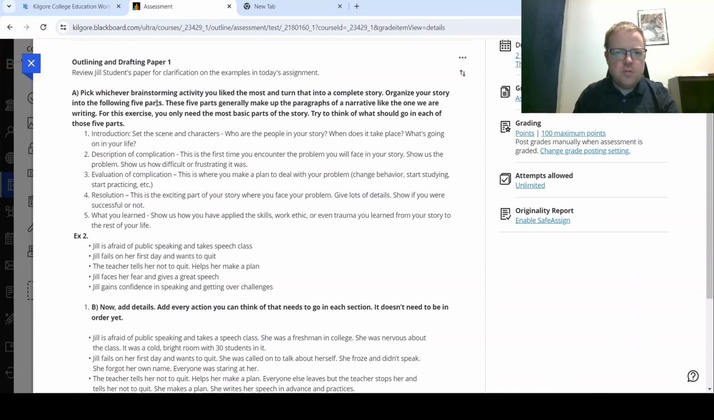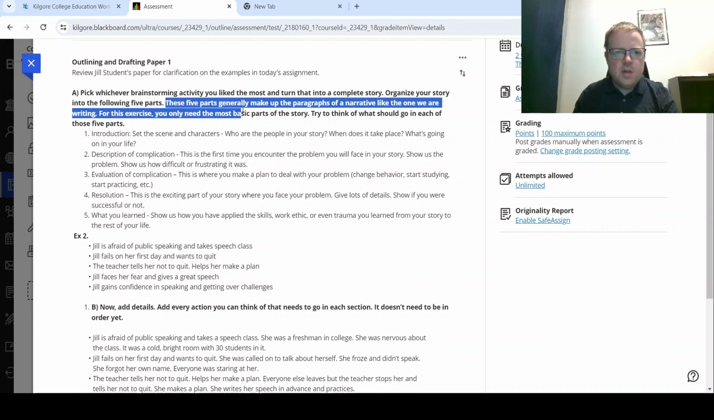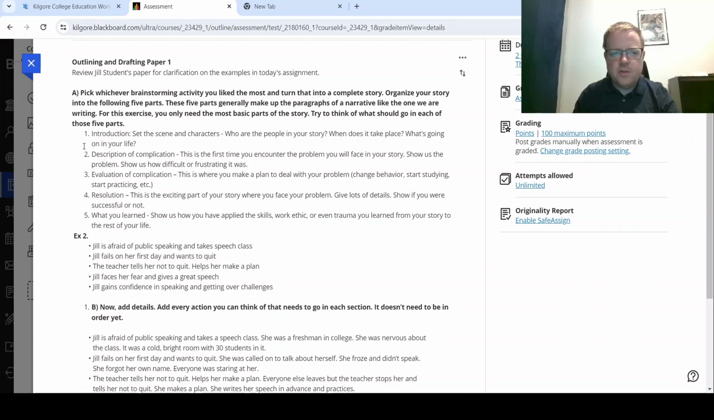What I'm asking you to do for your outline is to organize your story into the following 5 parts. These 5 parts generally make up the paragraphs of a narrative, like the one that we are writing. For this exercise, you only need the most basic parts. So there's generally 5 parts to any story that you're going to read, especially one that's short.